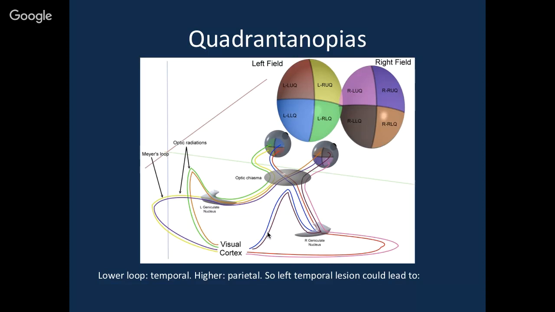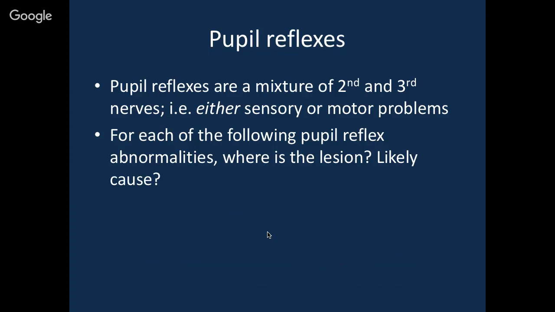So left temporal would give you a right upper quadrant quadrantanopia. Right temporal would be left upper quadrantanopia, and vice versa. Left parietal, right lower quadrant, and so on. Does that make sense to everyone? They could ask you this. Now, pupil reflexes are both the second and third cranial nerves, sensory and motor. So for each of the following, tell me where the lesion is.